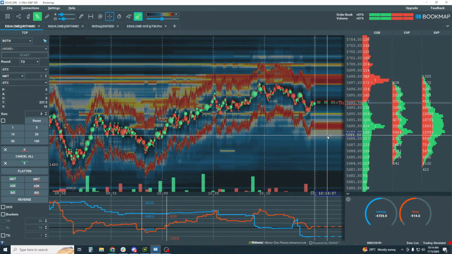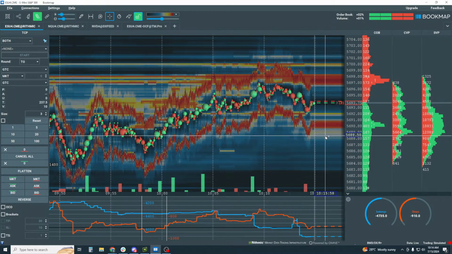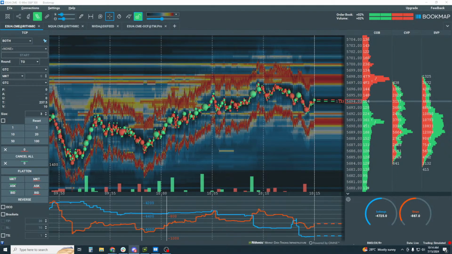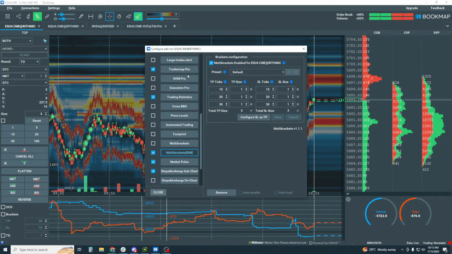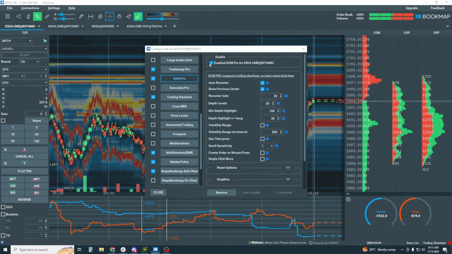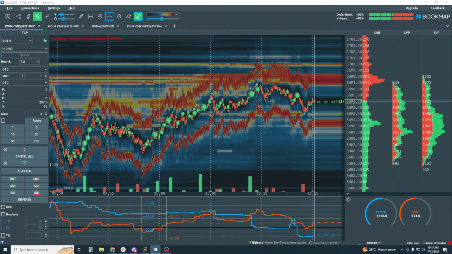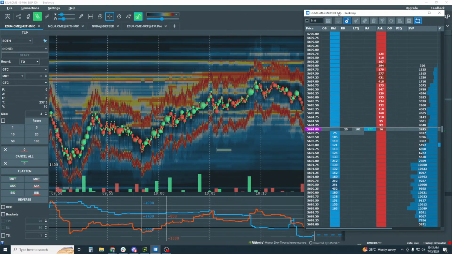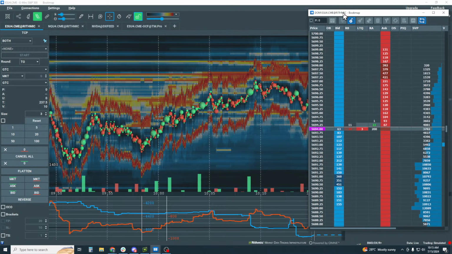Now you can trade from the chart in this window here, but you can also use DOM Pro, for example. Is that what you had a problem with, Stephen? Was it DOM Pro? Yeah, you said DOM Pro there. Okay, so let's open up DOM Pro and then enable it here. Okay, and that'll open it up. And here it is for the ES. All right, yeah, we should be good to go.